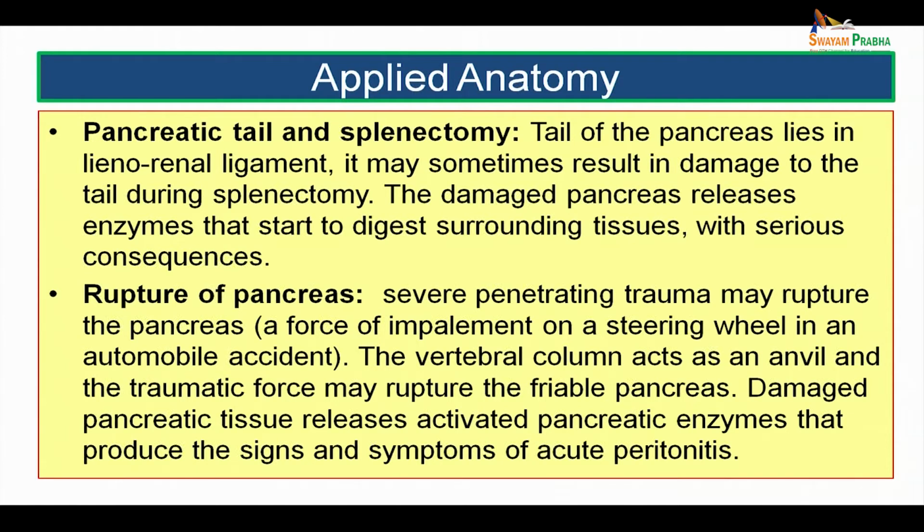Next, we see rupture of the pancreas. Severe penetrating trauma may rupture the pancreas, which can occur in the force of impalement on a steering wheel in an automobile accident. The vertebral column here acts as an anvil and the traumatic force may rupture the soft and friable pancreas. The damaged pancreatic tissue releases activated pancreatic enzymes that produce signs and symptoms of acute peritonitis.